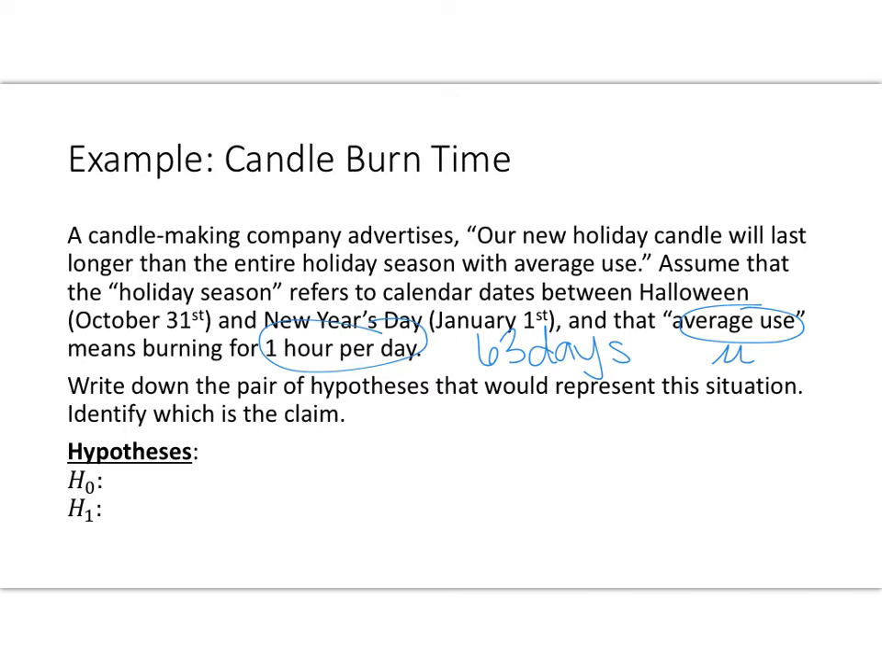Their claim is that it will last longer than the entire holiday season. Longer than means greater than. So that will be our alternative. So this time you're seeing that our claim is actually our alternative statement. So mu is greater than 63 hours. And this is our claim. So our null is going to be mu is less than or equal to 63 hours.